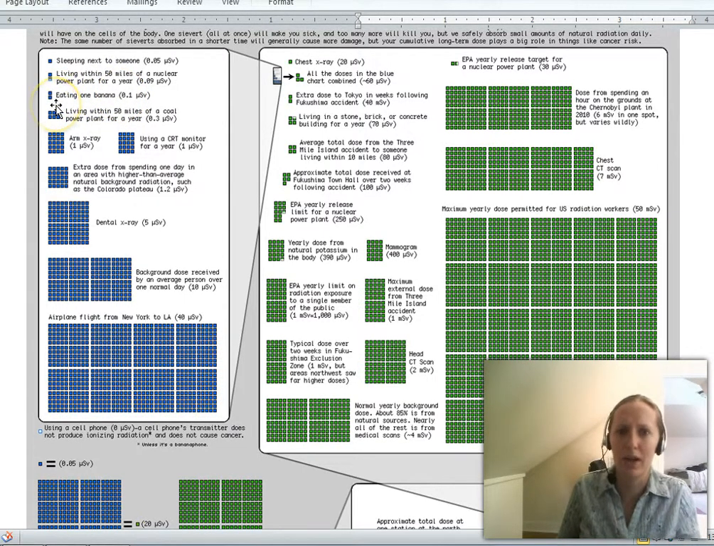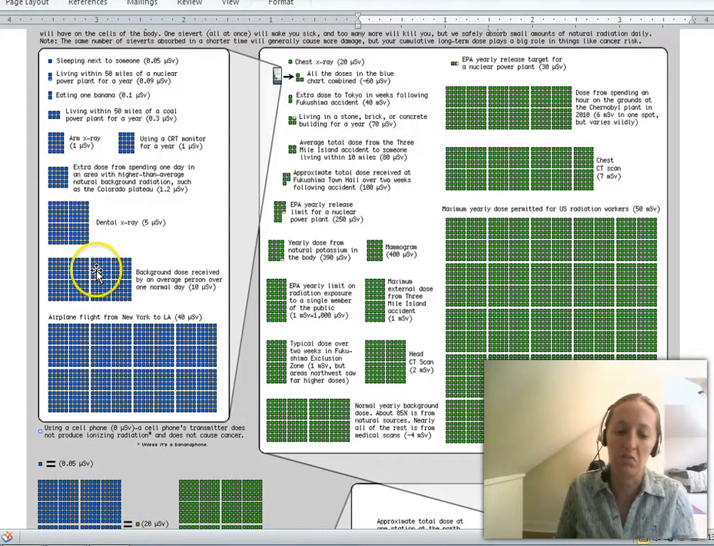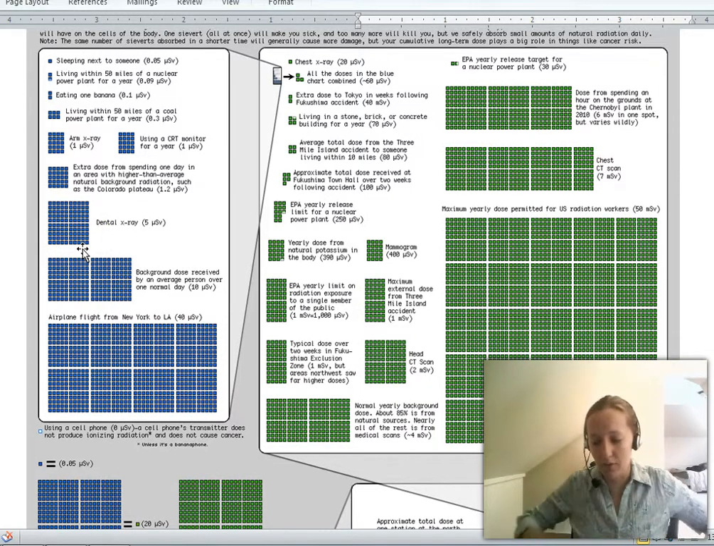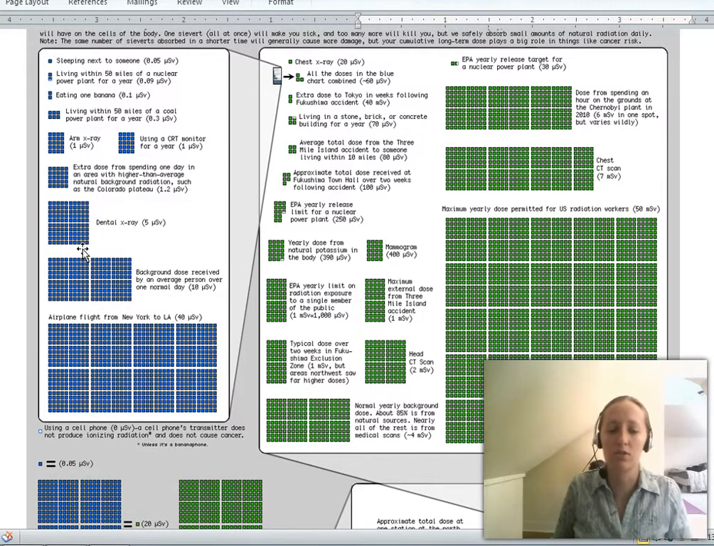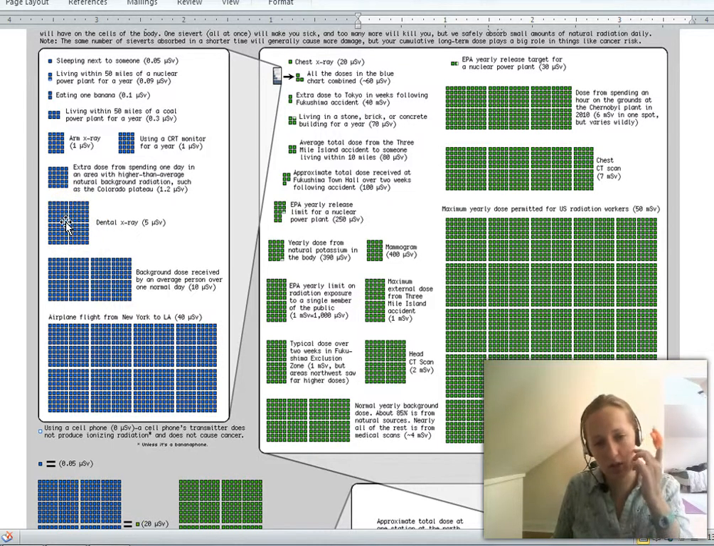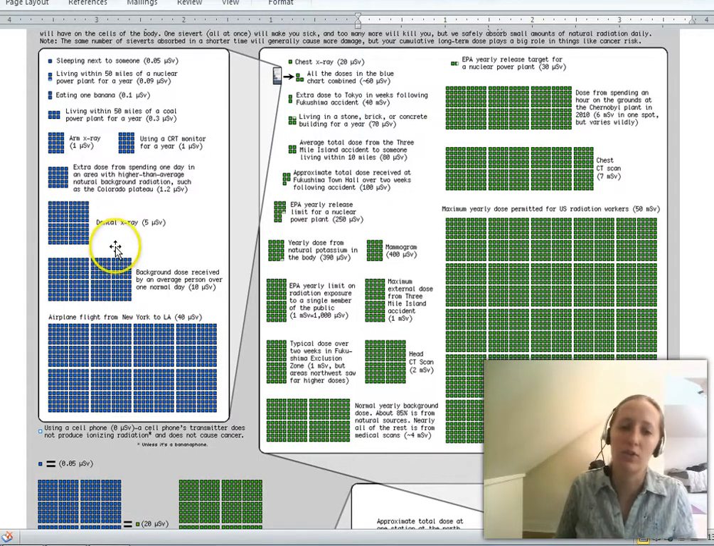So watch out for bananas. Getting a dental X-ray gives you 5 microsieverts, and in just a day you might get this much radiation. So getting a dental X-ray gives you an extra half day of radiation on your teeth. But you remember that they cover you with all of these lead things to protect you. So because of that and the small amount just on your teeth that they're doing, you don't end up with that much radiation.